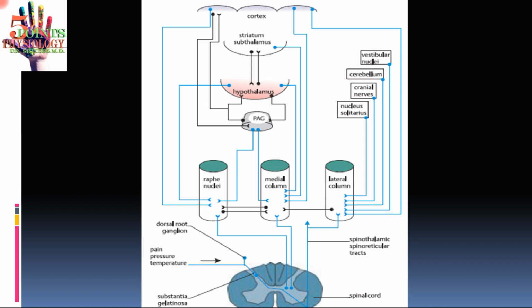And one important aspect about the afferent impulse is the one which is coming to the lateral column. The impulses which are coming to the lateral column are then relayed to the medial column and to the raphe nucleus. These lateral columns are made up of parvocellular neurons, which are small neurons, and these then relay the sensation to the medial column and to the raphe nucleus. So that is the important aspect of the lateral column.